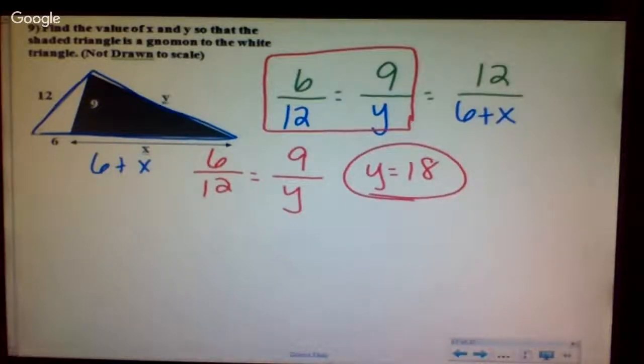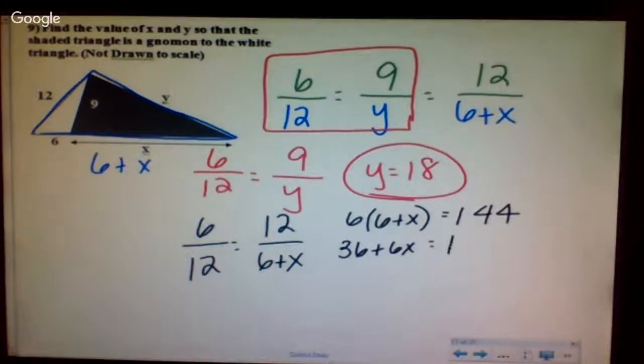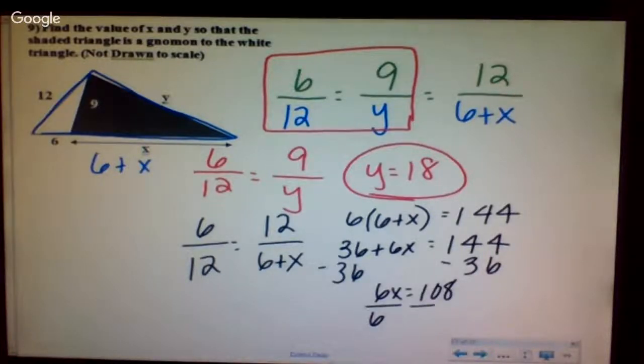The other one, however, is not quite as easy because it's 6 plus X. So 6 over 12 equals 12 over 6 plus X. So you're gonna multiply 6 times 6 plus X. I got 36 plus 6x equals 144. And then I subtracted the 36, it's 108. And then divided it by 6. So you subtract 36 and you got 6X equals 108, divided by 6. It's 18.